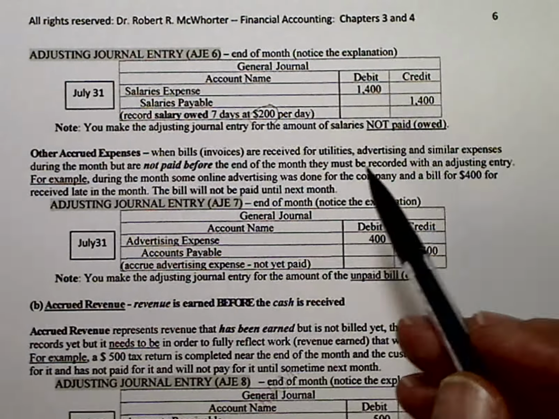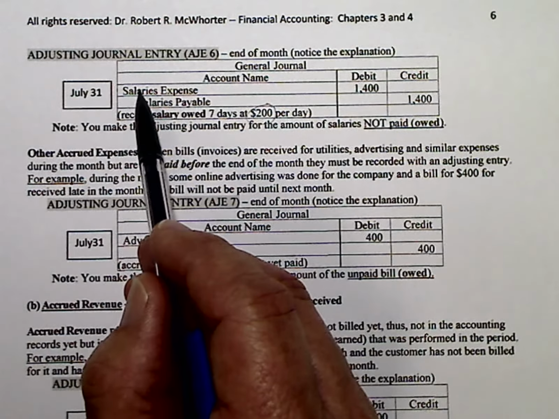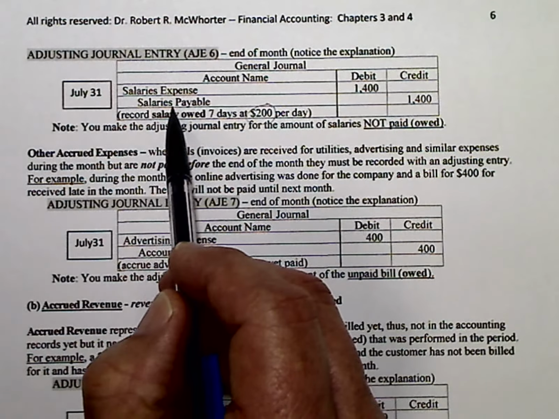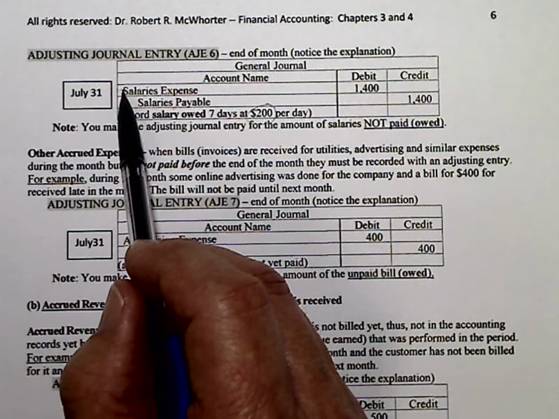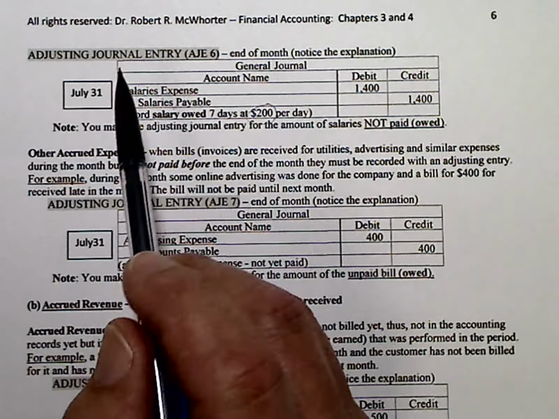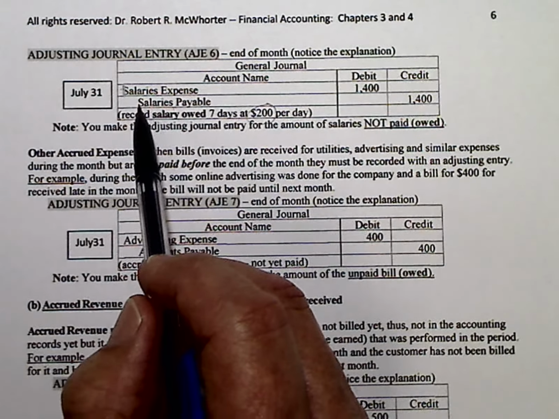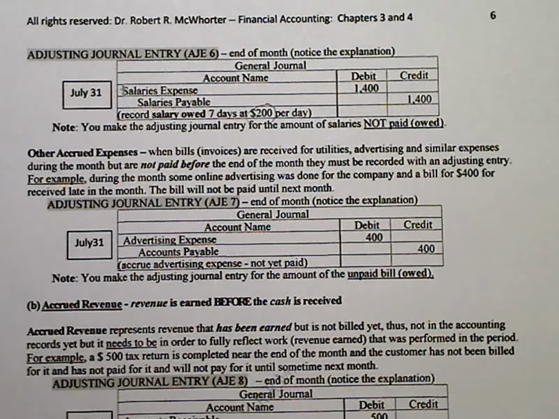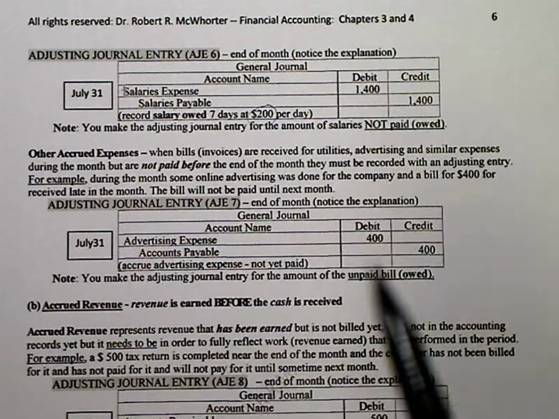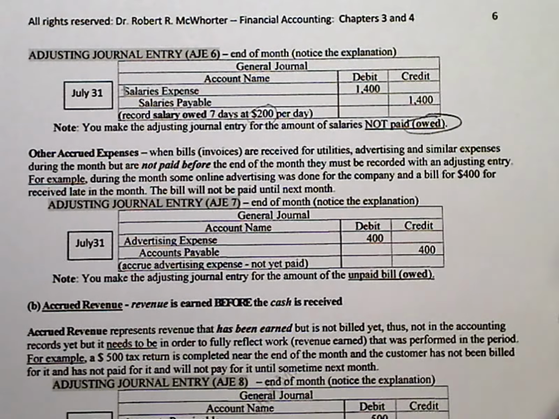So what do? Salary expense up. Salaries payable up. We've got more expense for the month. Those employees worked those days, and at the end of the month, we owe the employees $1,400 for work that they've done where they haven't been paid. What they're owed is the adjustment we have to make.